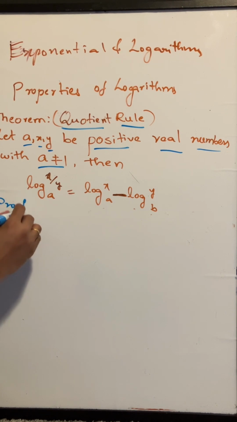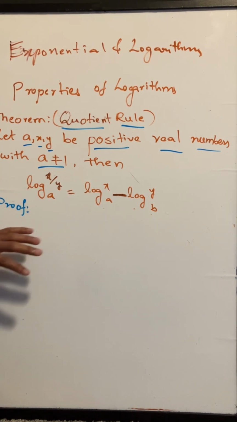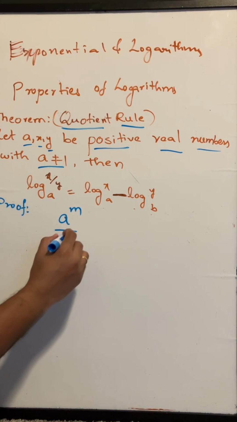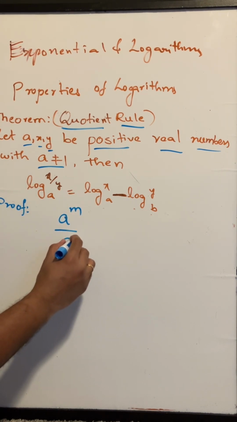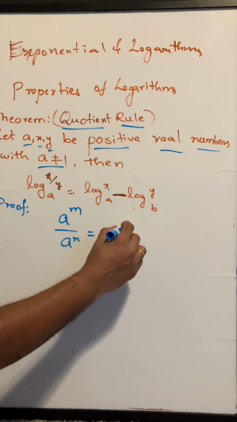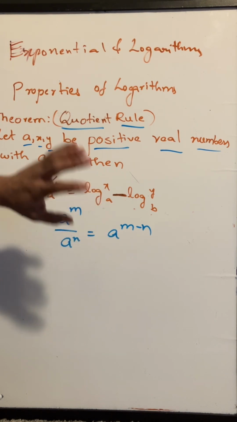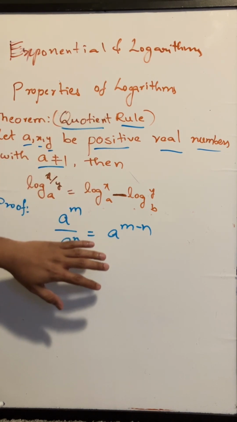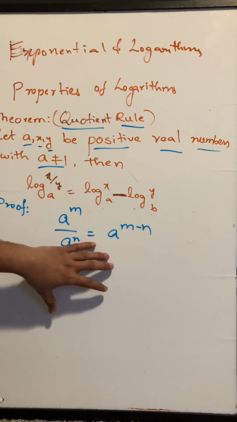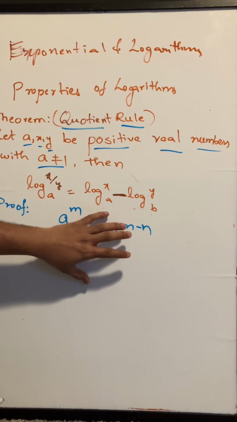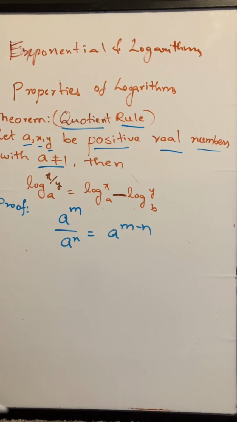So the proof. This proof depends on another proof we did in the past: a to the power of m divided by a to the power of n equals a to the power of m minus n. This we learnt in previous classes, so in your 8th grade or 9th grade you might have used this one. This we proved, so we don't prove it again. That is what theorems do: one theorem uses another theorem to explain this theorem.